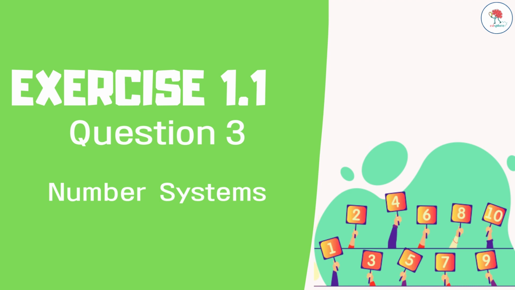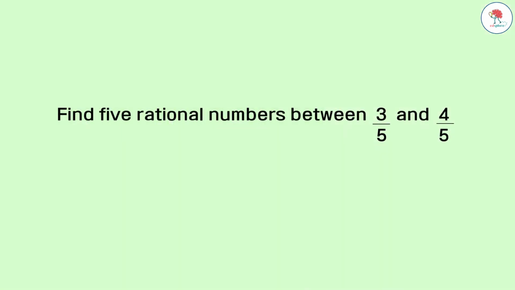Today, we're going to tackle the third question from exercise 1.1. Find 5 rational numbers between 3 by 5 and 4 by 5. Don't worry, it's simpler than it sounds. Let's dive right into it.